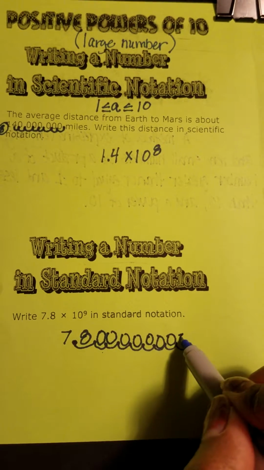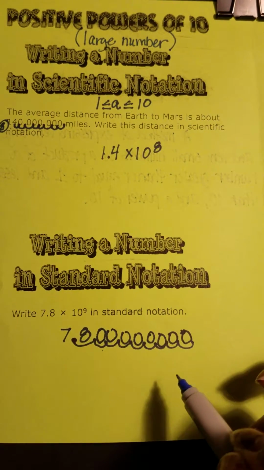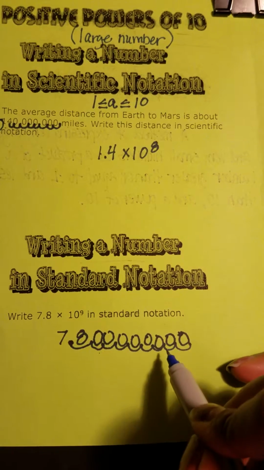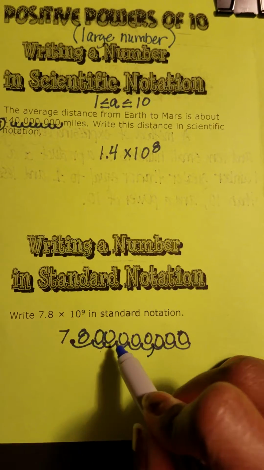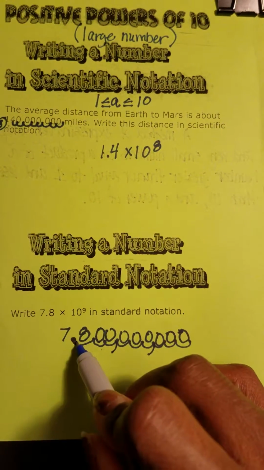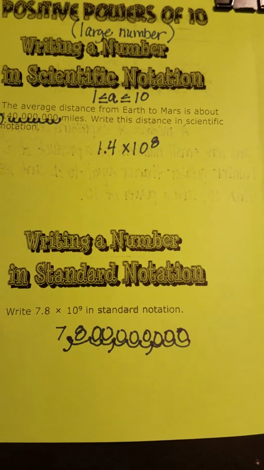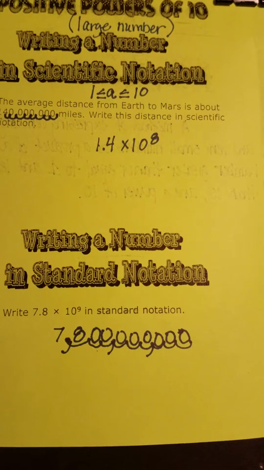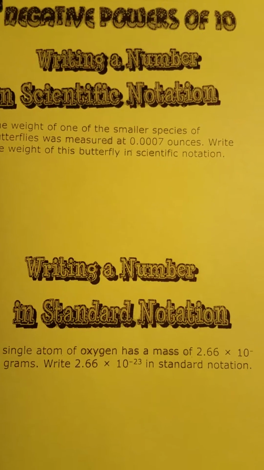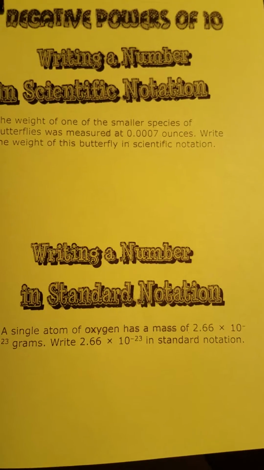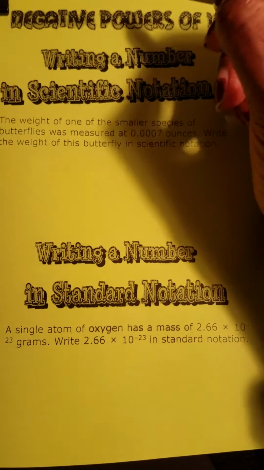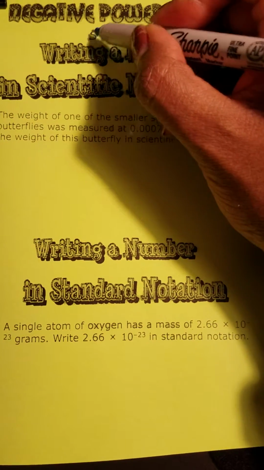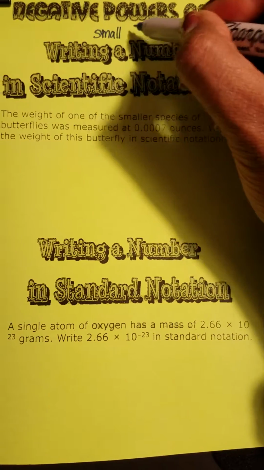So now I went from a very small number to a large number. That's writing in standard notation. Now I can go back through here and write my commas. So there it is in standard notation. Now let's move on to negative powers of 10. If the other ones were large numbers, these are going to be small numbers.